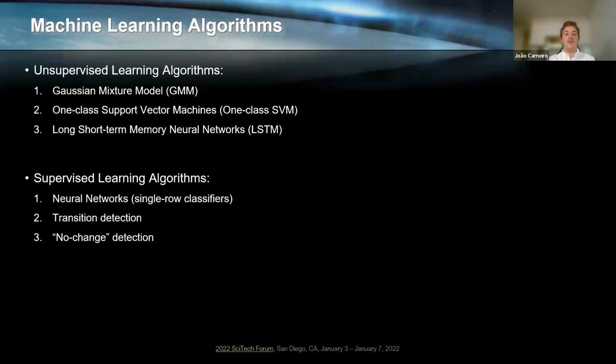We also applied the transition detection algorithm, which is very similar to a single row classifier, but we also introduce the difference in the current state and points in time before and after the current time step that we're working with. We also applied the no change detection algorithm, which looks at variables that have been frozen in time for quite some time, and this is particularly useful for the encoder faults.